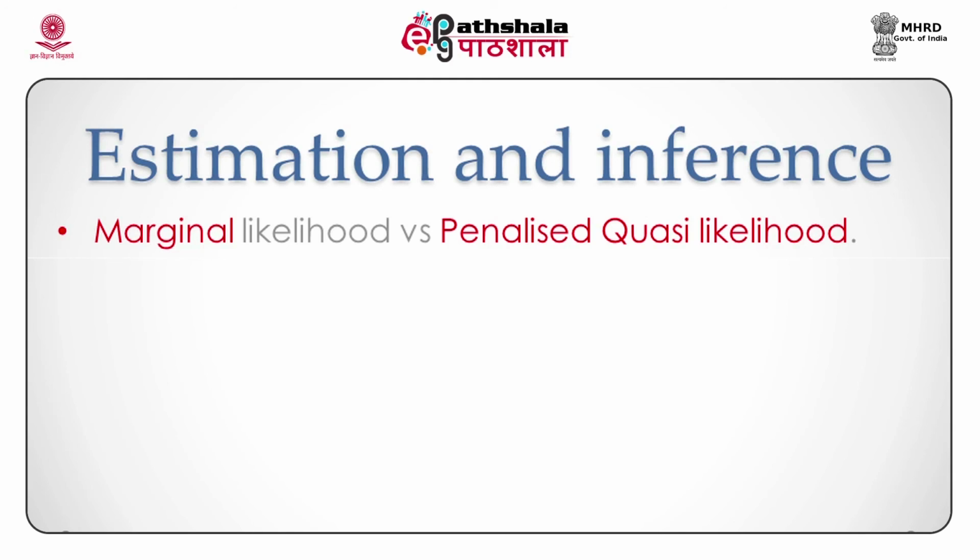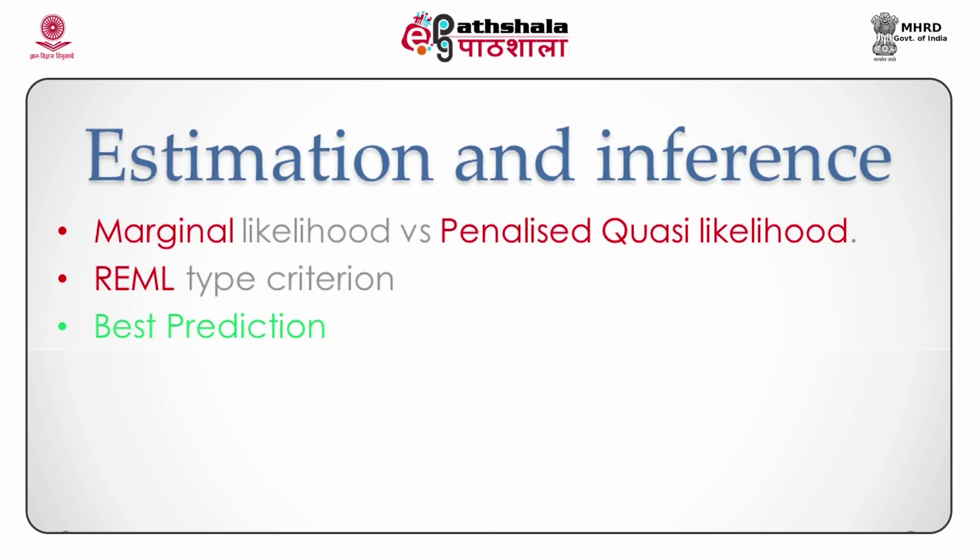I have mentioned the concept of REML to estimate variance parameters. Here also it is possible to arrive at a REML-type criterion to estimate the variance parameters. We are interested in getting some kind of prediction of the random effects, and this can be done using the concept of best prediction, though its implementation here is of course more difficult, and it is possible to improve upon the set of estimates arrived at using these procedures using further bias correction applied to the PQL estimator.